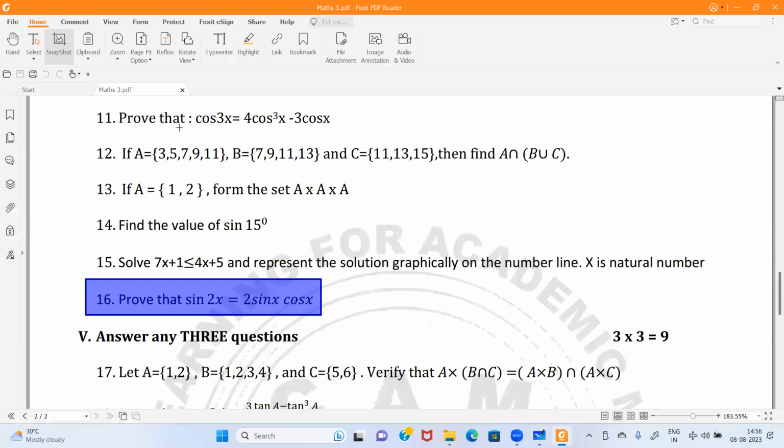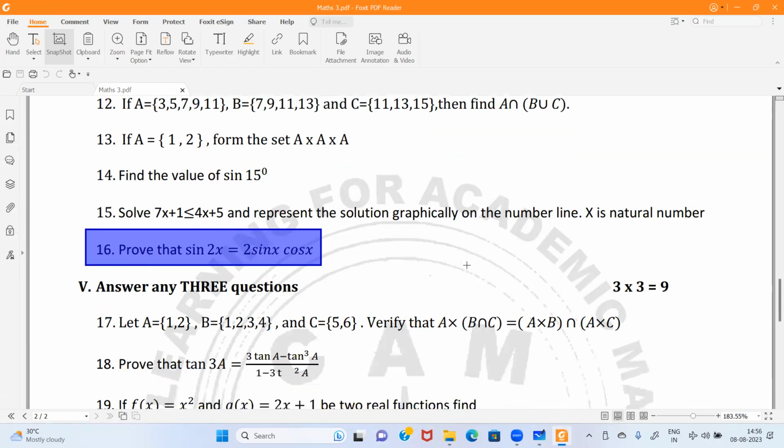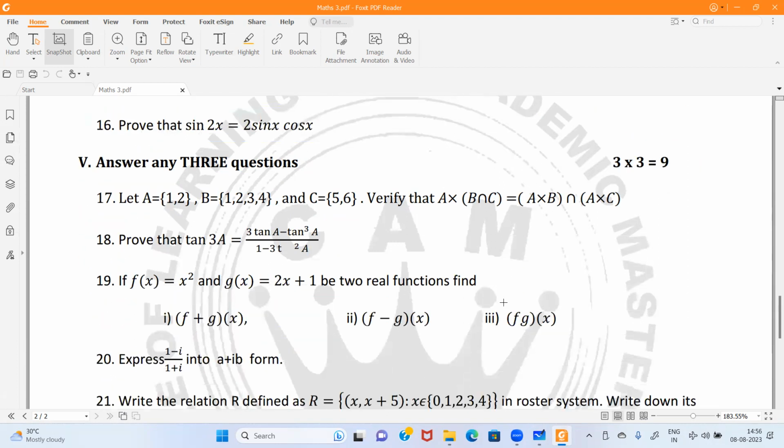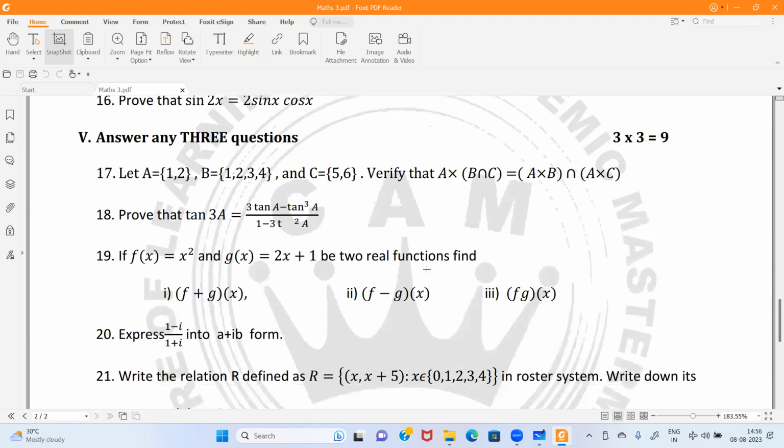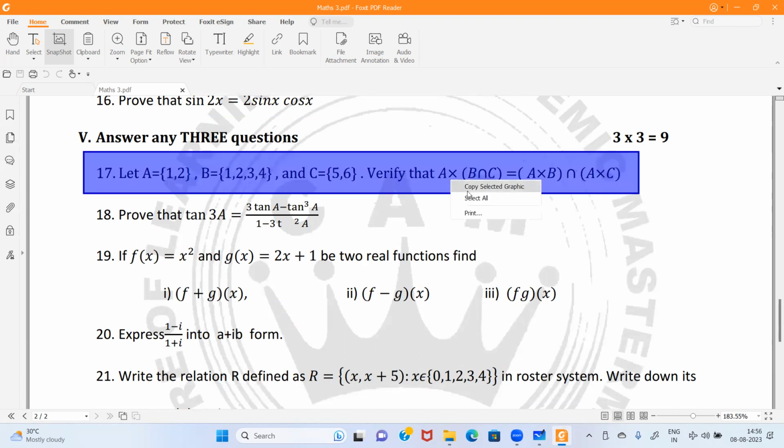Okay, now we have completed all the 2 mark questions. Now we move on to the 3 markers. Okay, students, now let's do question number 17.